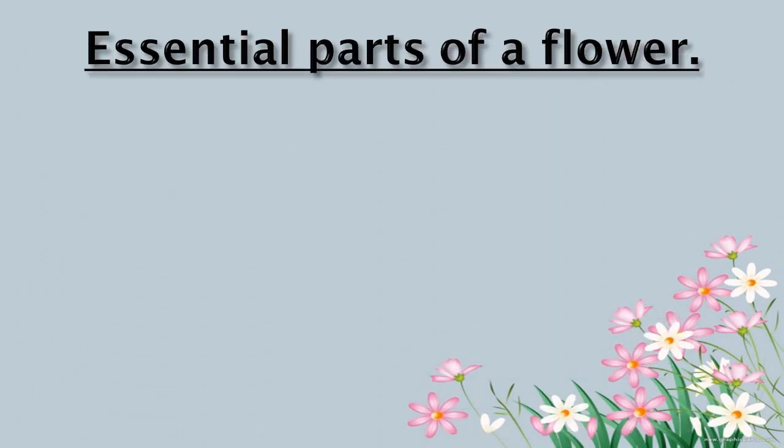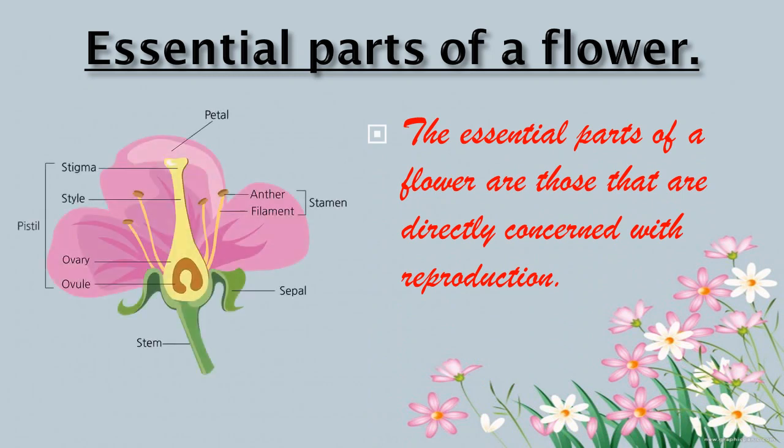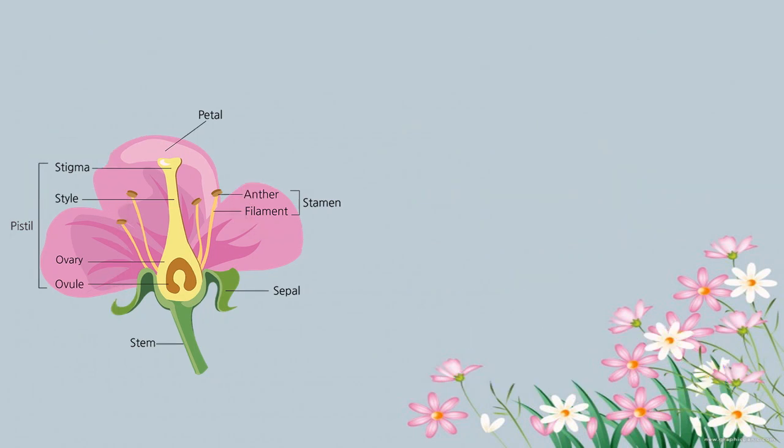Okay, now next are the essential parts of a flower. Essential parts of a flower are those that are directly concerned with reproduction. These parts consist of the stamens, that is the male part, and carpels, that is the female part. So these are the essential parts of a flower: the stamen is the male part and the carpel is the female part.